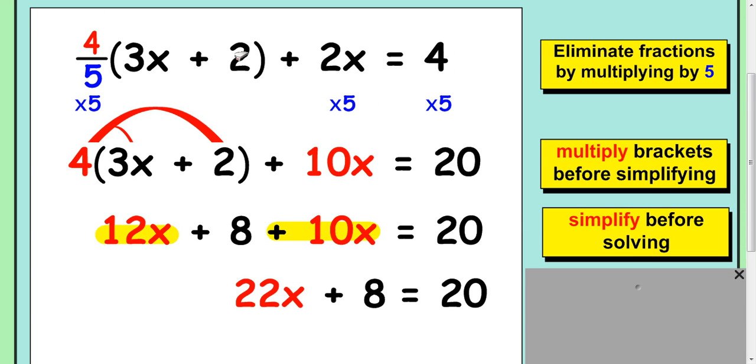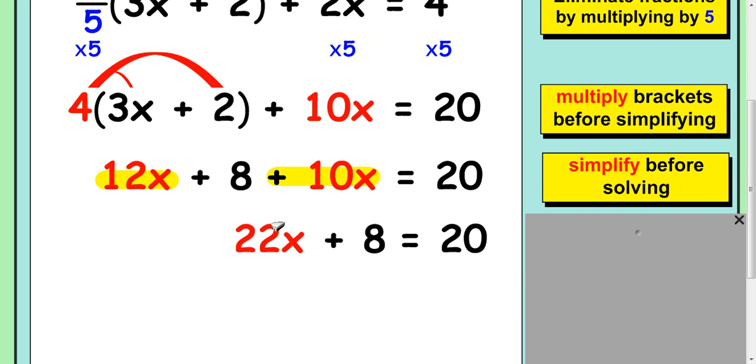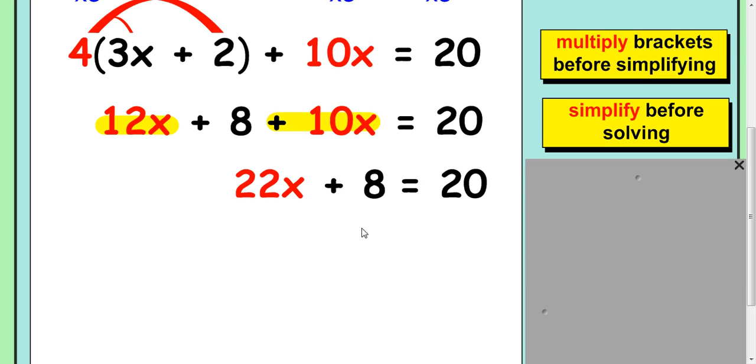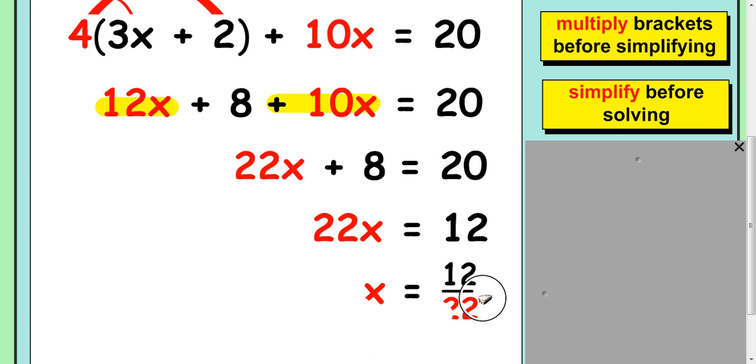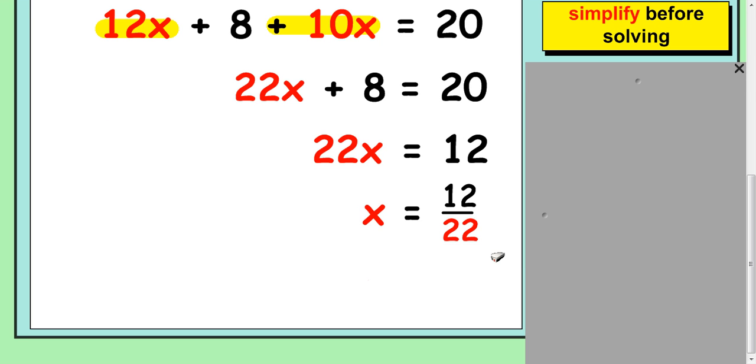Now, going from this is tricky, but if you follow the steps and the procedures here, you get it down to an easy equation. So take away 8 from both sides, and you get 22x equals 12, and then divide by this number here. So x is equal to 12 over 22. Now just before you finish, simplify that, so both of those will divide by 2, so you get 6 over 11.